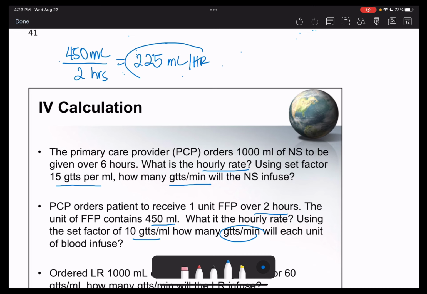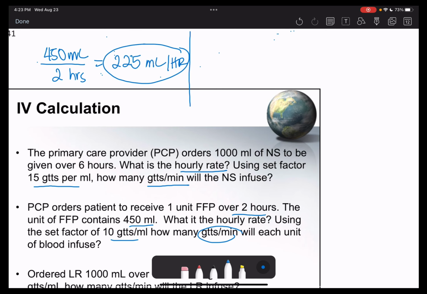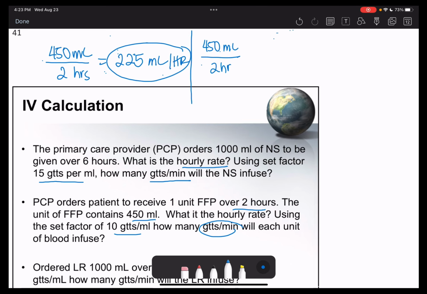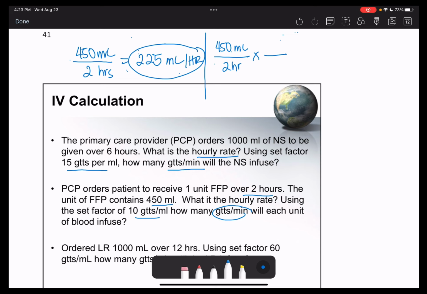Done, right? That's your answer for the first part. Okay. Now, the second part. Go back and get 450 ml again over 2 hours. And again, we're trying to find drops per minute.